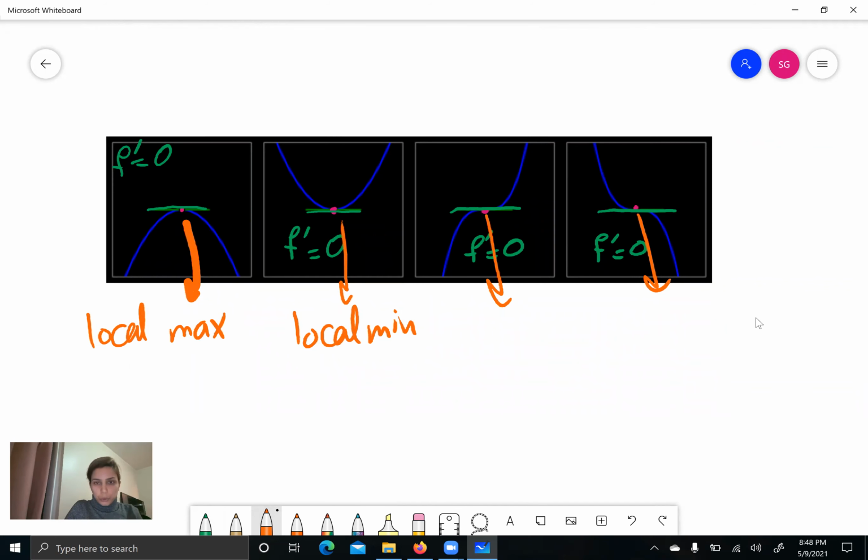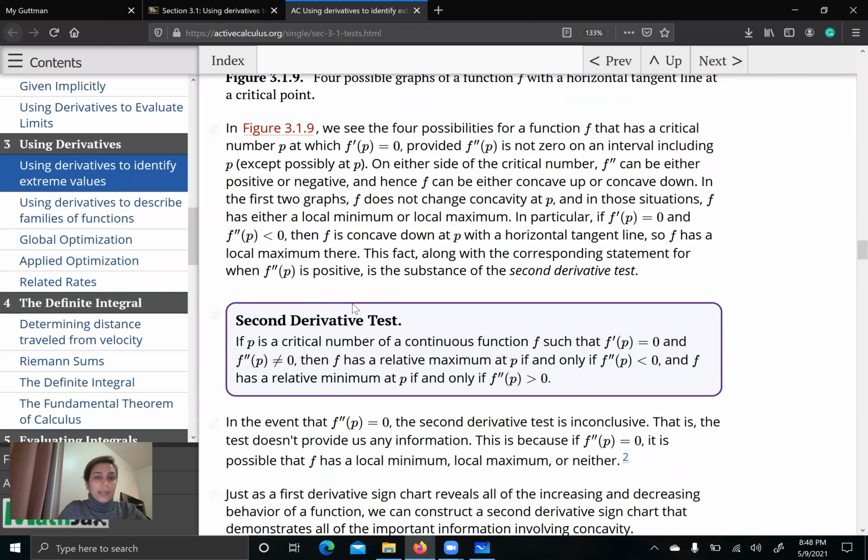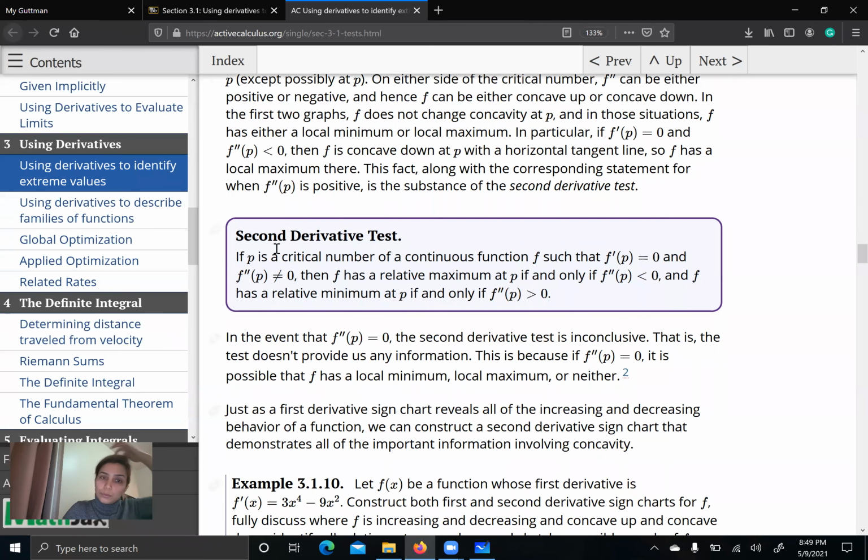So we need another tool that helps us to identify points like this. Okay, so we need something more to help us identify points like this, which is where the second derivative comes along. Recall that the second derivative tells us about concavity. Remember, if the second derivative is positive, the function is concave up. If the second derivative is negative, the function is concave down. Remember that? So we can use that to formally introduce the second derivative test.